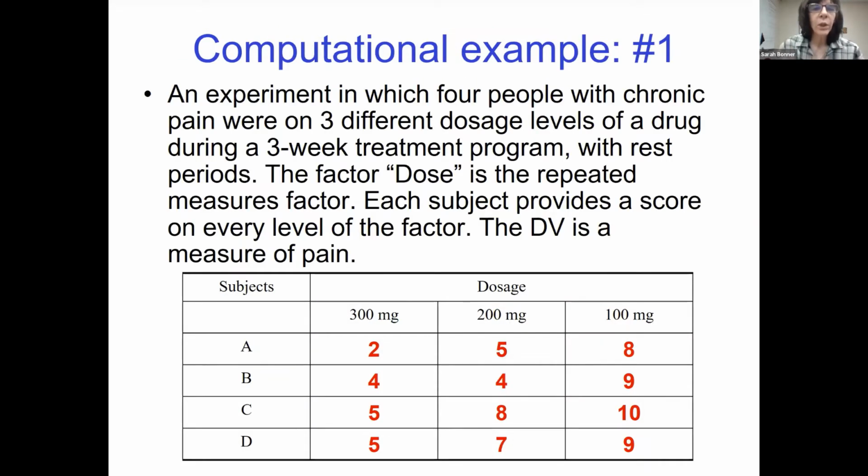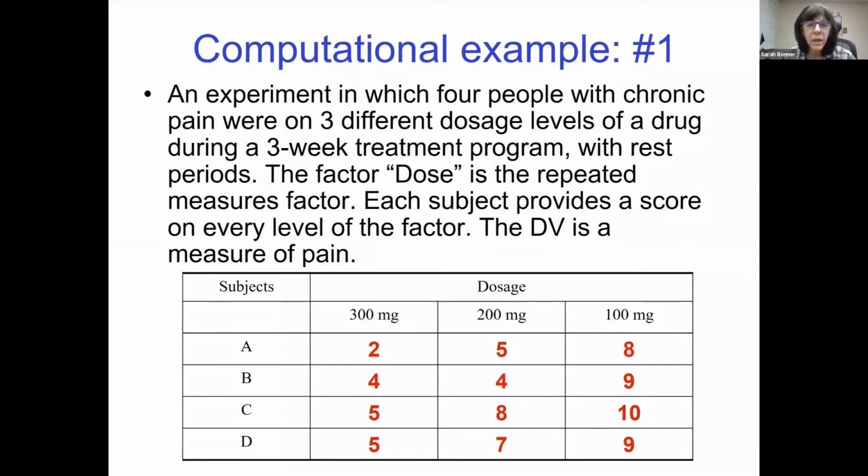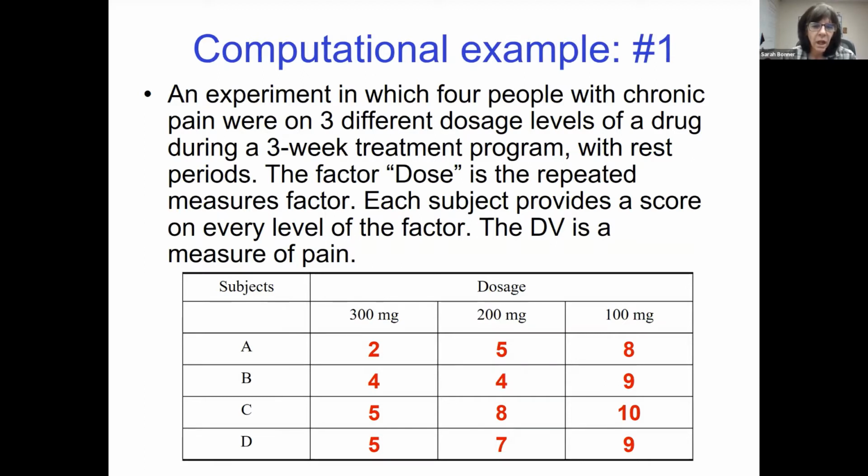Okay, so we're going to move over to Excel to look at data in an experiment in which four people with chronic pain were measured at three different dosage levels of a drug during a three-week treatment program with rest periods. So they had chronic pain, so it was expected to endure. They were not getting a cure, they were just getting palliative. They received the first dosage level, then they had a rest, second dosage, and so on. The dependent variable was a measure of their pain.